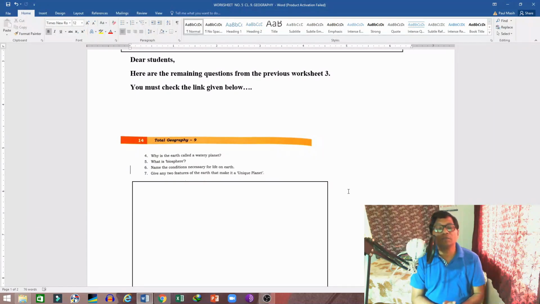Now we come to the next question, that is 6. Name the condition necessary for life on the earth, right? That is question number 6 of Roman 2. Now you come to page number 12 of your PDF file, or if you have a book, the name of the book is Total Geography for Class 9 ICSE. Just check with that book, and if you don't have that book, I have already sent you the PDF. You can check with that.